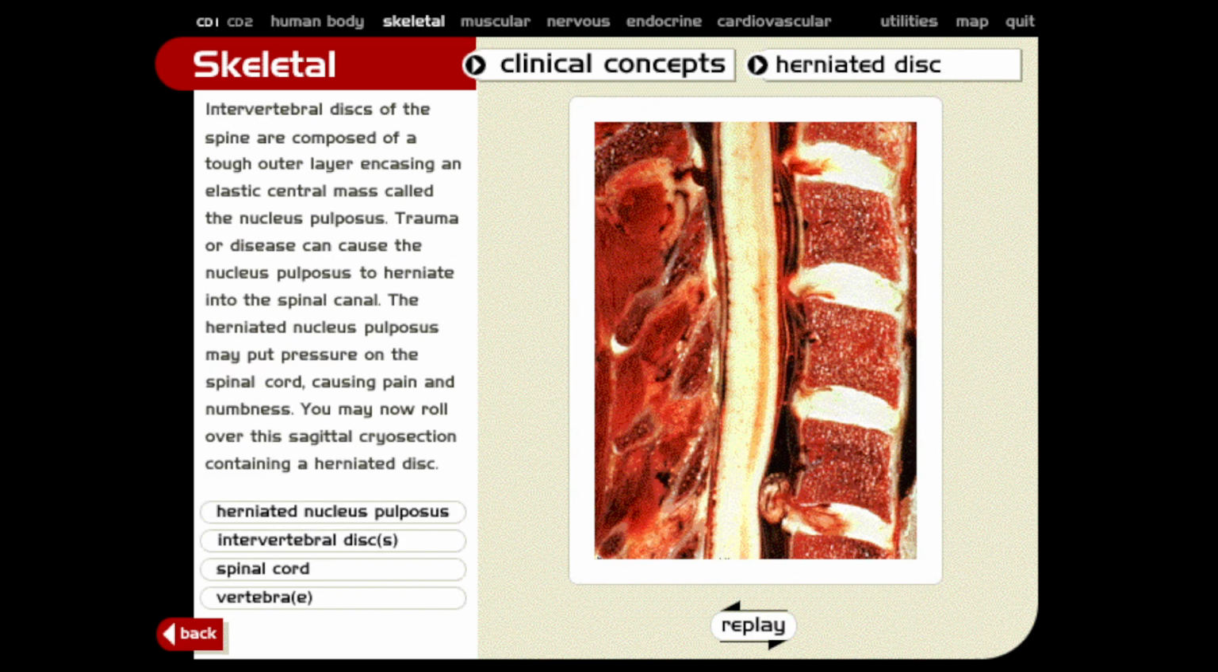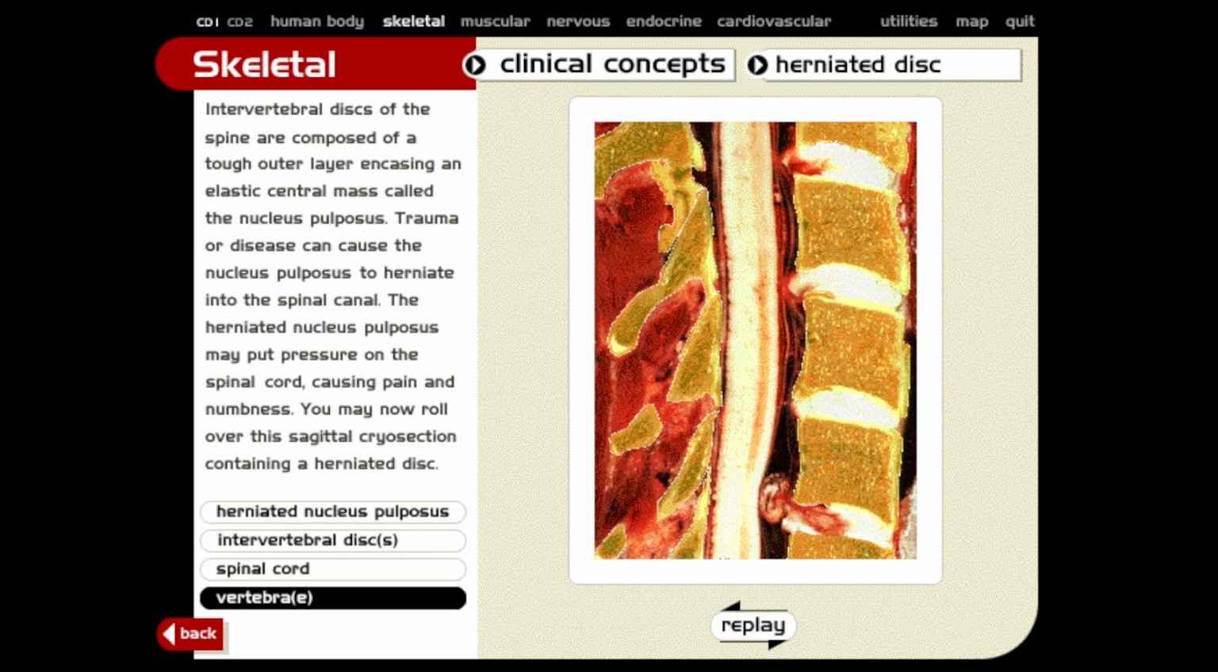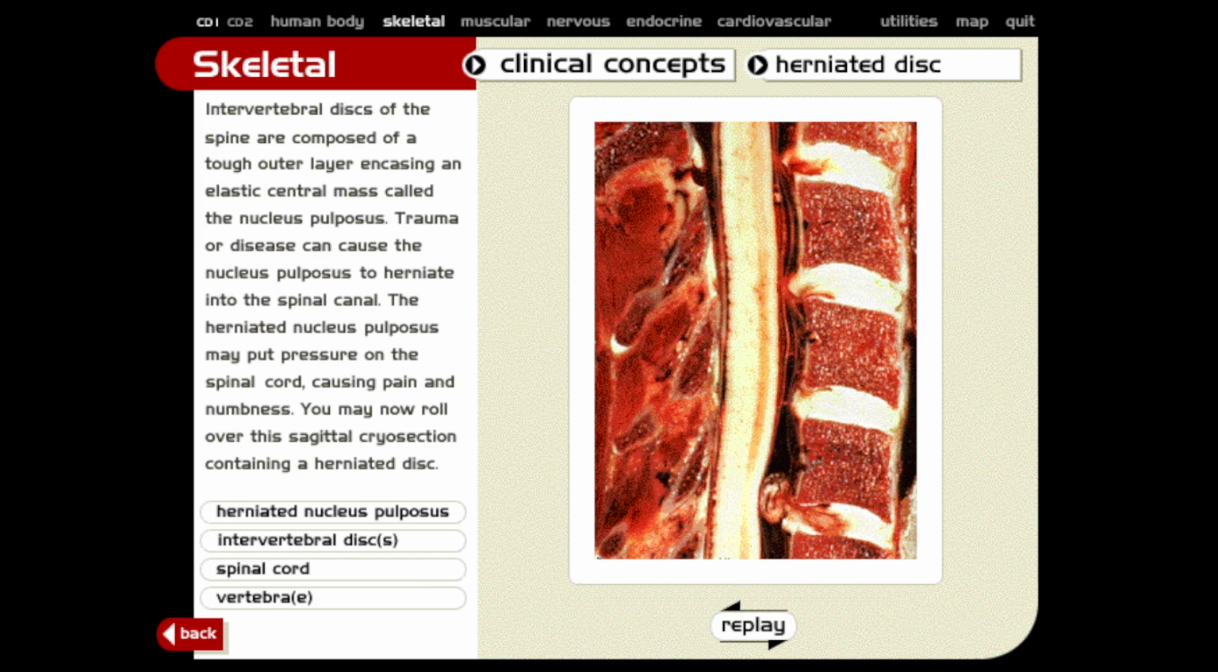Intervertebral discs of the spine are composed of a tough outer layer encasing an elastic central mass called the nucleus pulposus. Trauma or disease can cause the nucleus pulposus to herniate into the spinal canal. The herniated nucleus pulposus may put pressure on the spinal cord, causing pain and numbness. You may now roll over this sagittal cryosection containing a herniated disc.